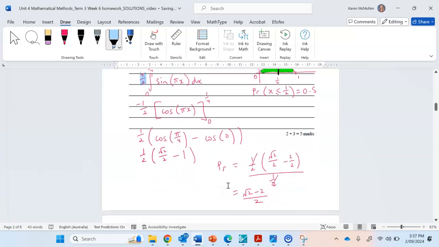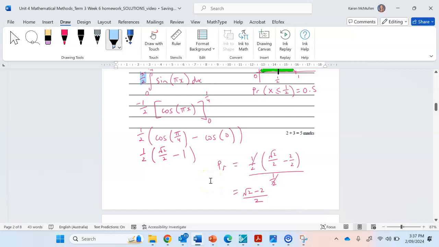Do not cancel those 2's out. 2 is not a common factor on that numerator. We've got multiple terms there, so it just stays as root 2 minus 2 on 2.